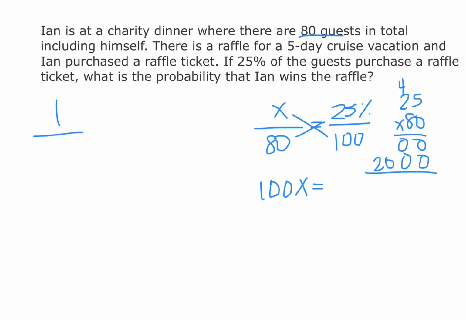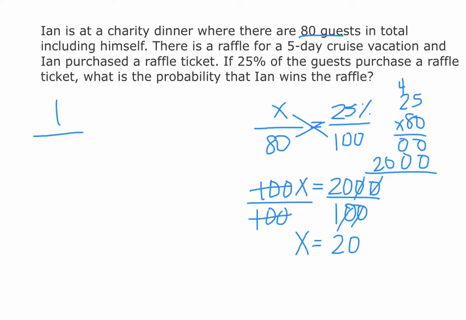I'm going to rewrite it a little closer. 2,000, I divide by 100. And this gives me x equals 20. So 1 out of 20.